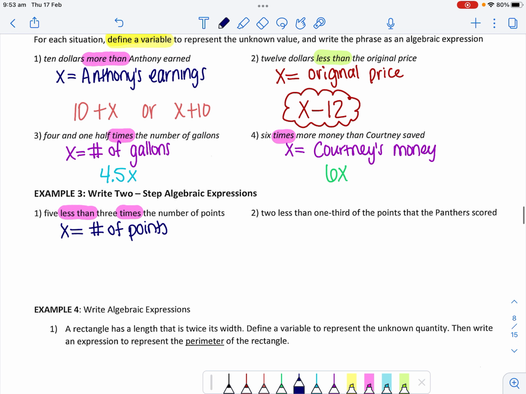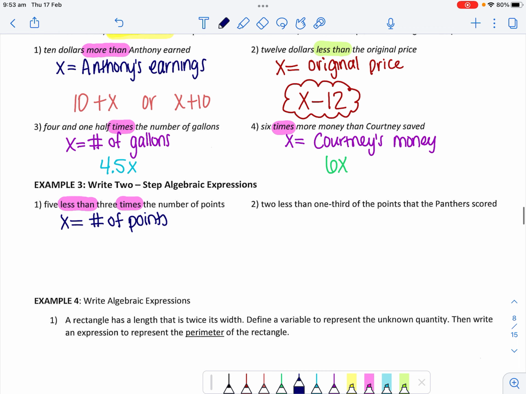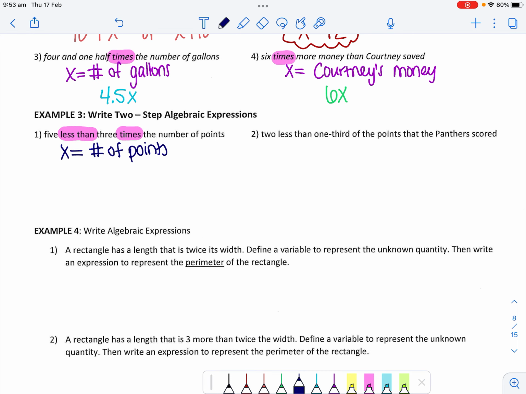Now I talked about less than up here. $12 less than the original price meant take away $12 from that original price. This less than works the exact same way. 5 less than 3 times the number of points means that 3 times the number of points comes first, and I'm going to take away 5. The order of subtraction matters. So when it says 5 less than, that means you need to take away 5 from whatever's happening. It's almost like a turnaround word.